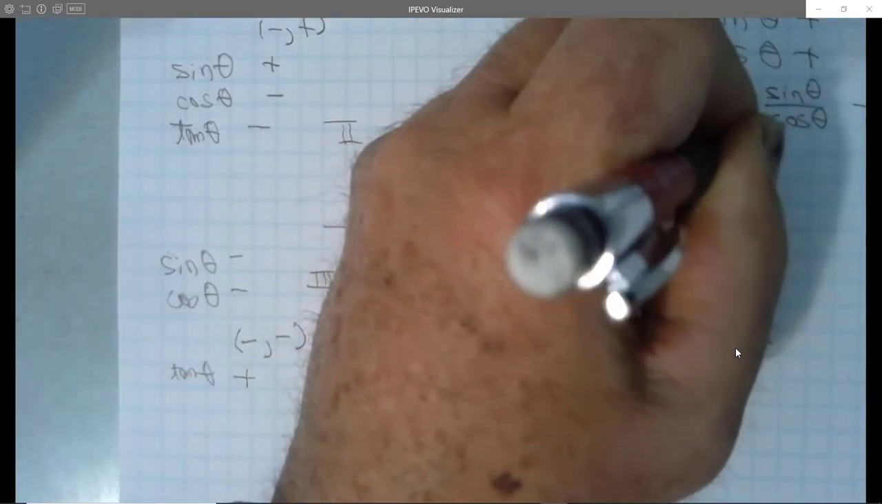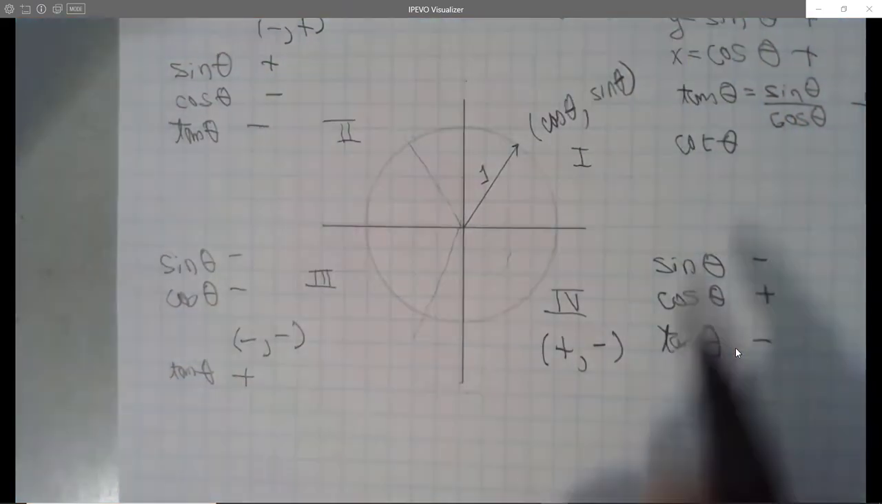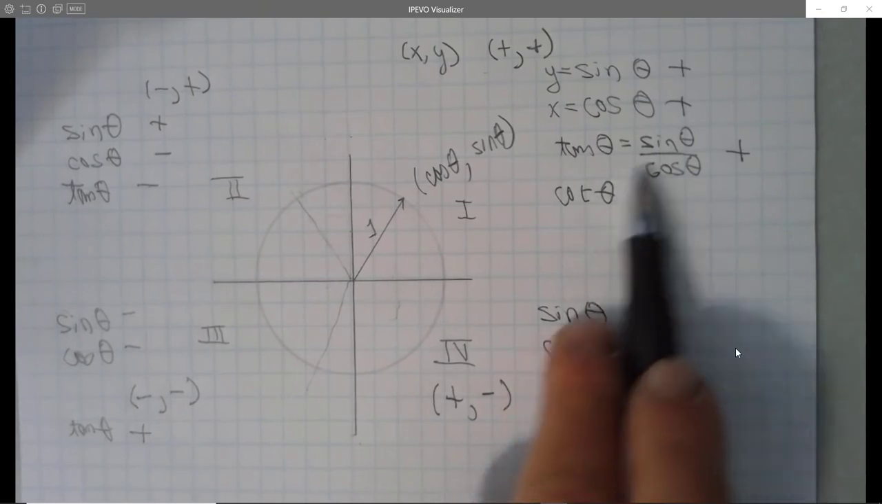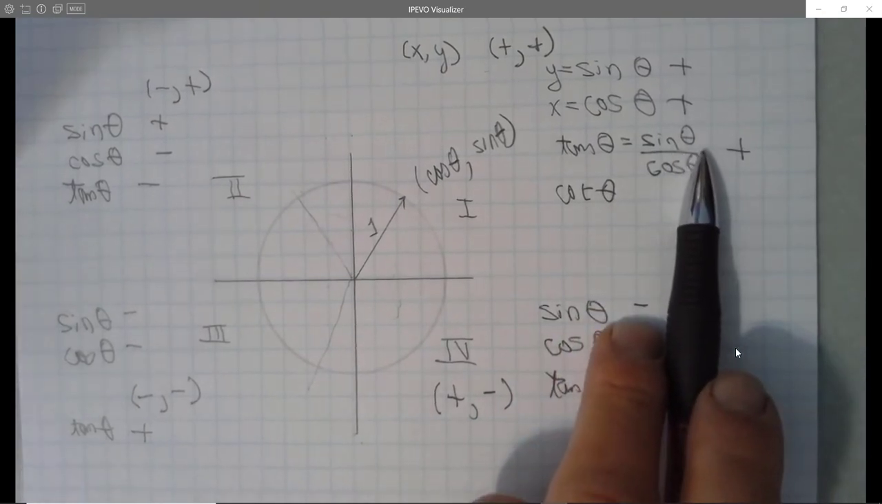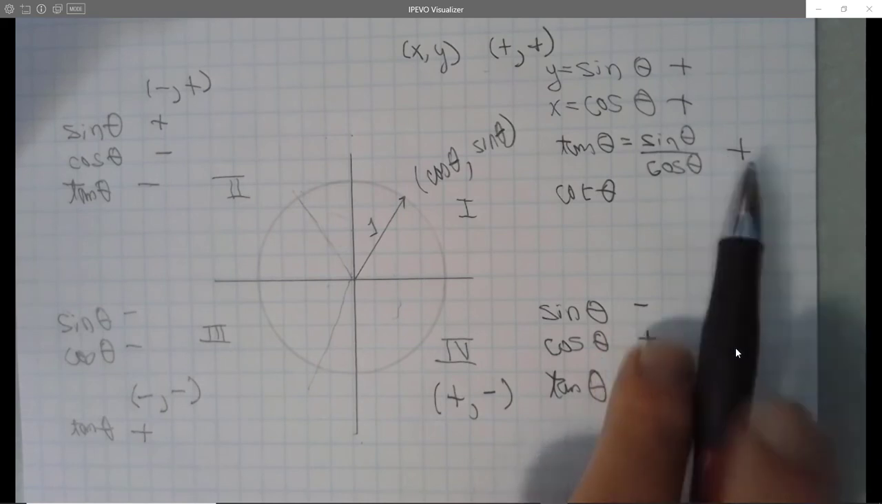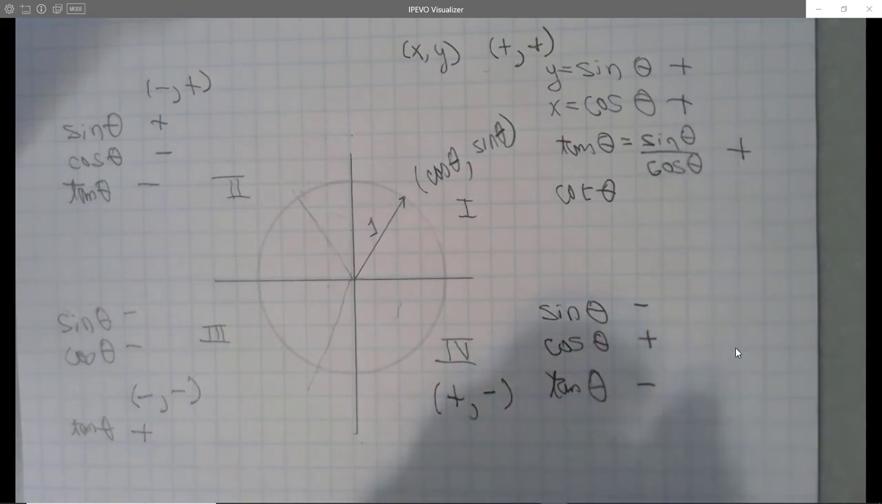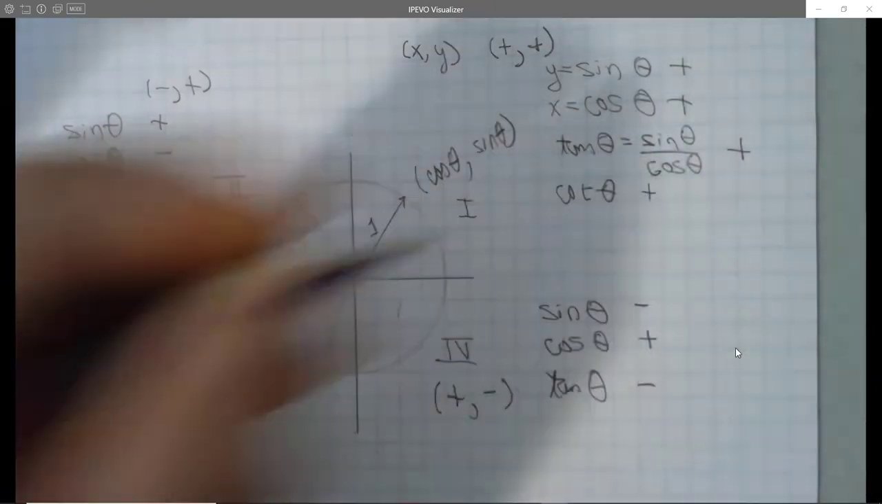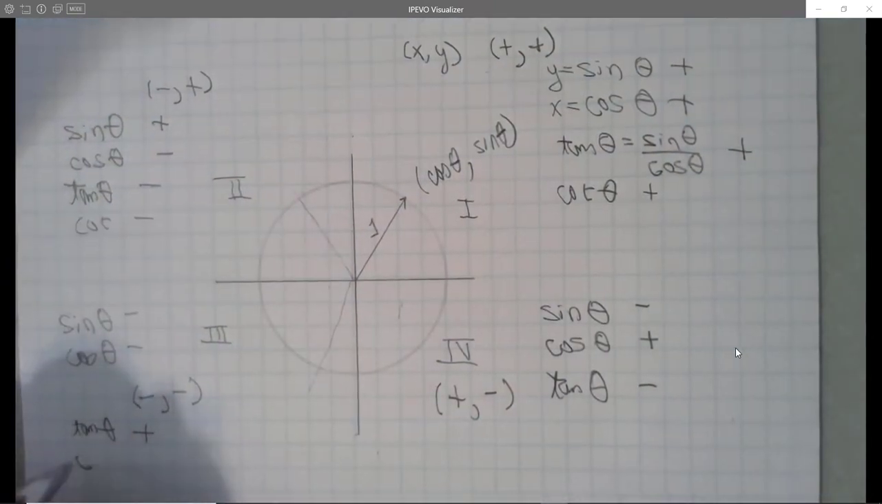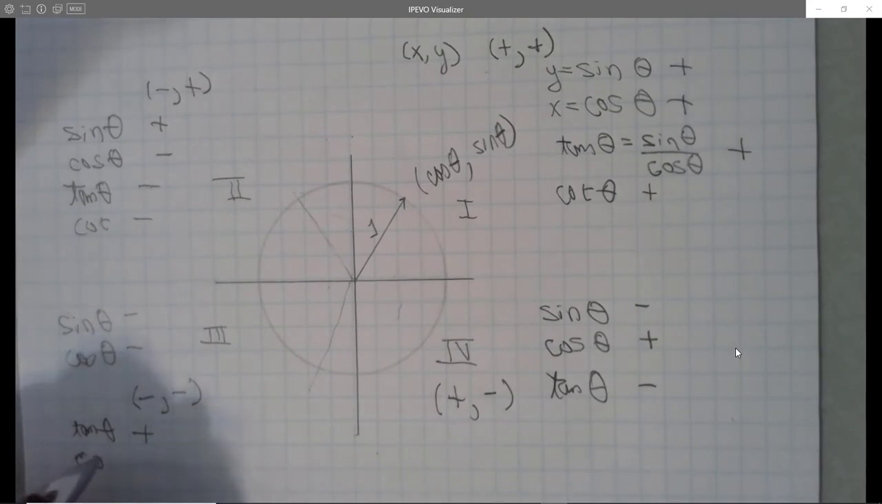Cotangent, well, it's going to follow the tangent because it is simply the reciprocal of the tangent. And if, say, you take a positive number, 1/2, takes its reciprocal, you get 2. The reciprocal of a positive is positive, the reciprocal of a negative is negative. So cotangent always follows the tangent as far as whether it's plus or minus.